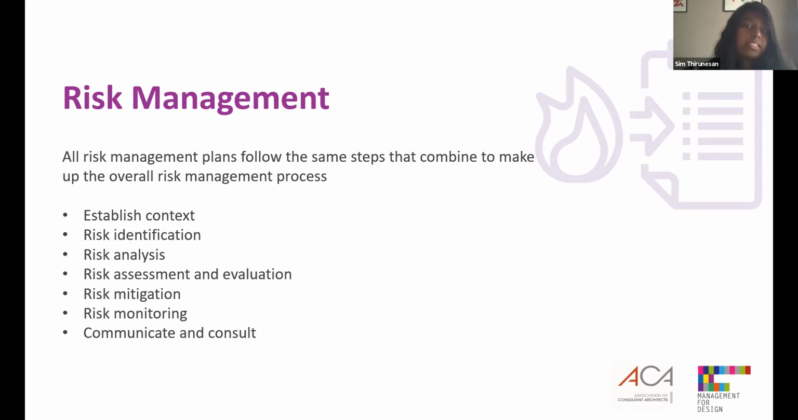All risk management plans follow the same steps, and they combine to make up an overall risk management process. So start with establishing a context. This is understanding the circumstances in which the rest of the process will take place. Next is risk identification. This is when practices identify and define potential risks that may negatively influence a specific process or a project. Then you need to do a risk analysis.